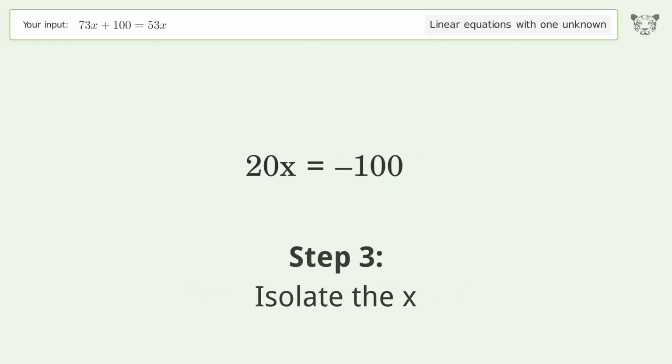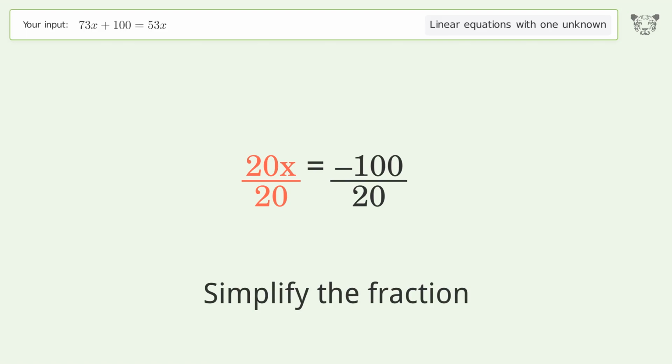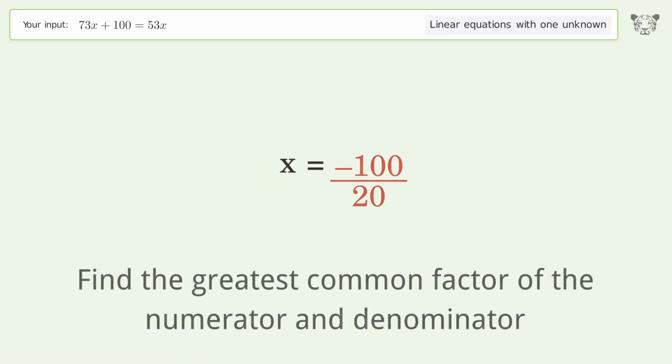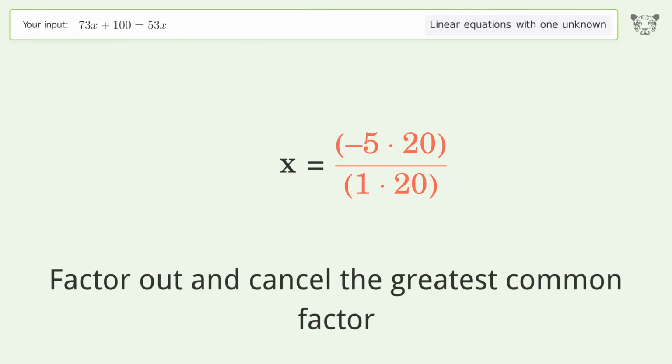Isolate the x. Divide both sides by 20. Simplify the fraction. Find the greatest common factor of the numerator and denominator. Factor out and cancel the greatest common factor.